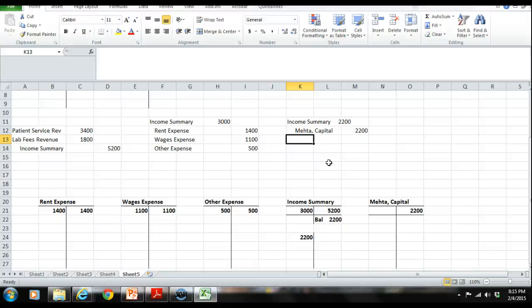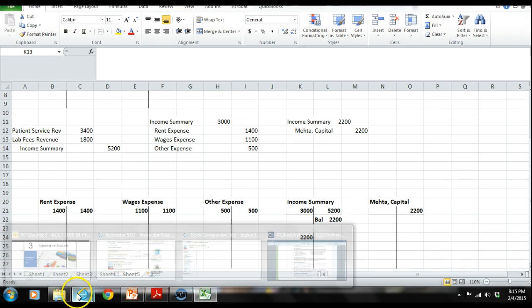Then does that 2,200 increase Meta's capital? Yes! Do you see how it's increasing his capital account? Because think about it. What we've done is we've taken the revenue minus the expenses, which really ended up showing net income of $2,200 for the period. And we're taking that net income and increasing his capital account. Just like the statement of owner's equity does, doesn't it? Make sense?